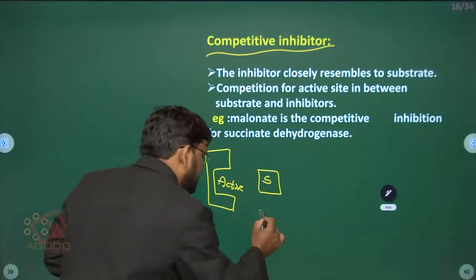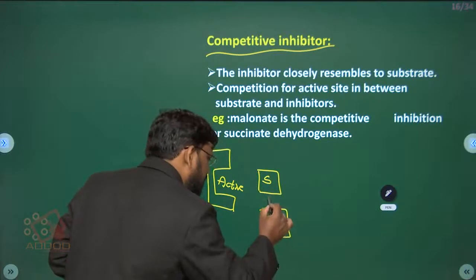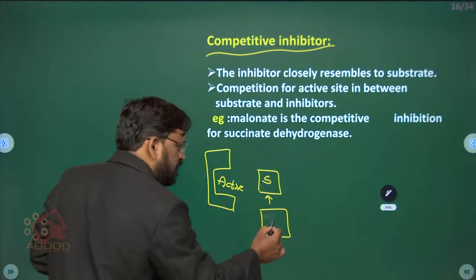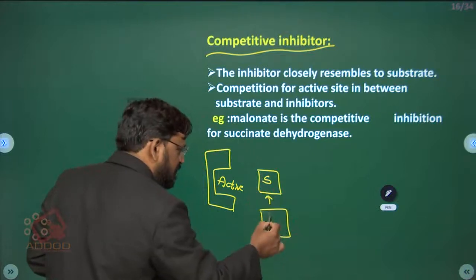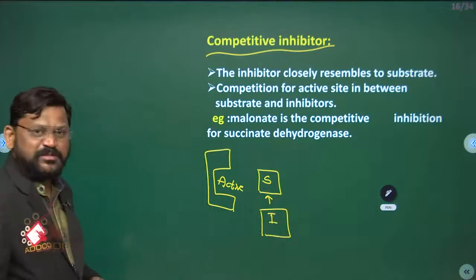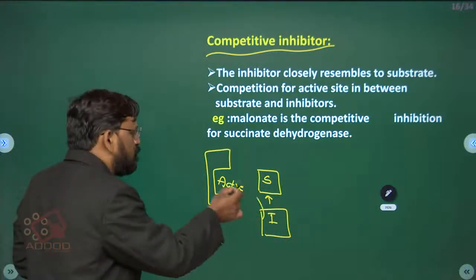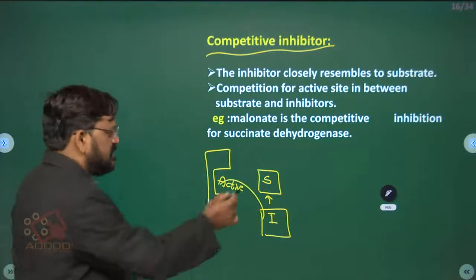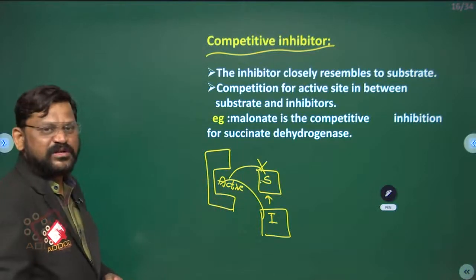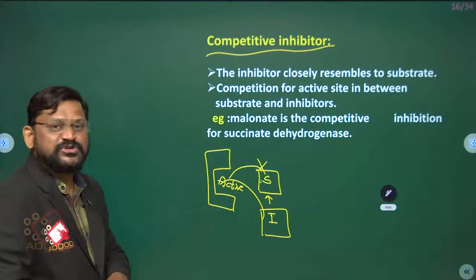There is a substance which is similar to the substrate. See the shape, it closely resembles the substrate, and it is said to be the inhibitor. This fellow will go and occupy the active site. As a result, the substrate will not get the chance to bind with the active site. As a result, the enzyme activity will stop.